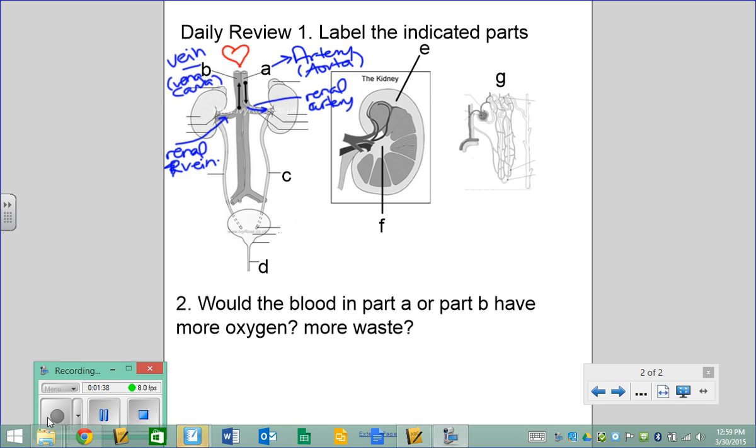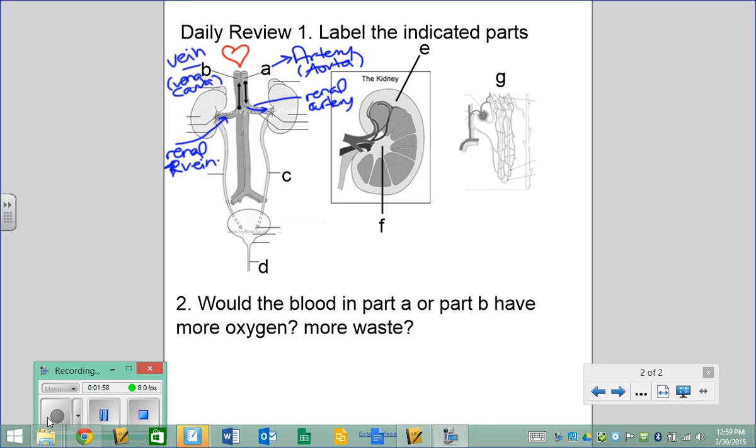Does anyone have any questions about those blood vessels there? The reason I am harping on blood vessels, even though we're not doing blood, is because that is what is getting filtered in your kidney. And so it's important for you to recognize if the blood is coming in or coming out of your kidney, because it will have different levels.